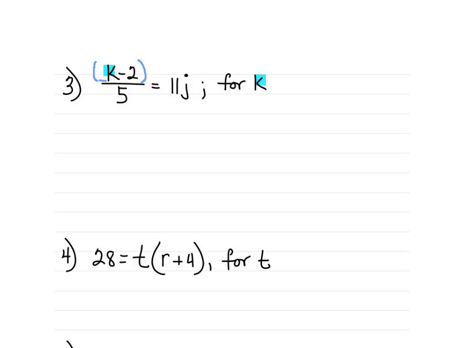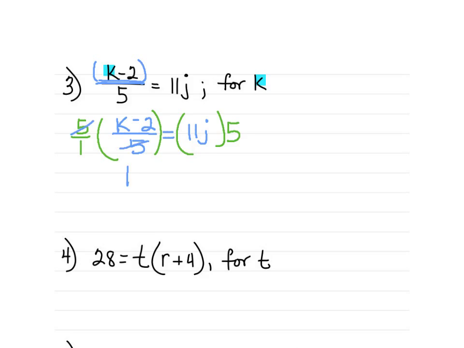So how can we eventually get k to stand alone? The first thing we have to do is undo the division by 5. So let me bring this down. K minus 2 divided by 5 equals 11j. Let me go ahead and switch colors to show you. So I'll take this side of the equation and multiply it by 5. And whatever I do to the one side, I have to do to the other. All right? So k minus 2 comes down equals 55j.